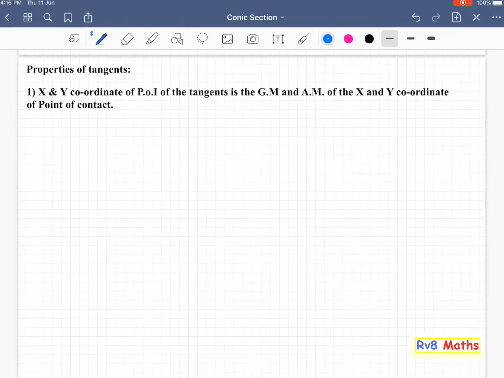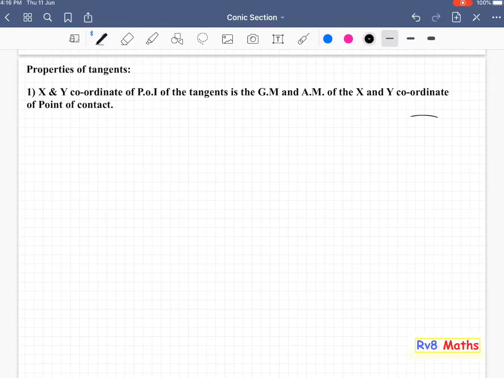Properties, and you will be able to do the questions very quickly if you know the properties or if you know the results. Okay, so the first one, what they are saying: the x and y coordinates of the point of intersection of tangents are the geometric mean and the arithmetic mean of the x and y coordinates of the points of contact.